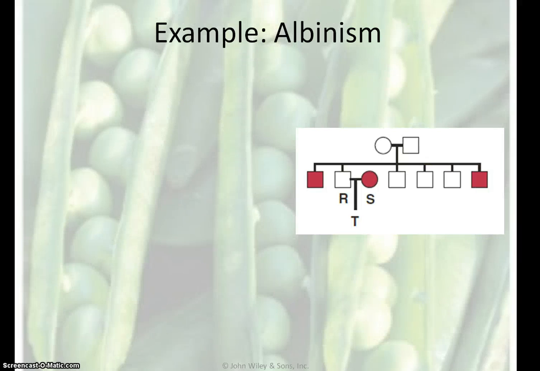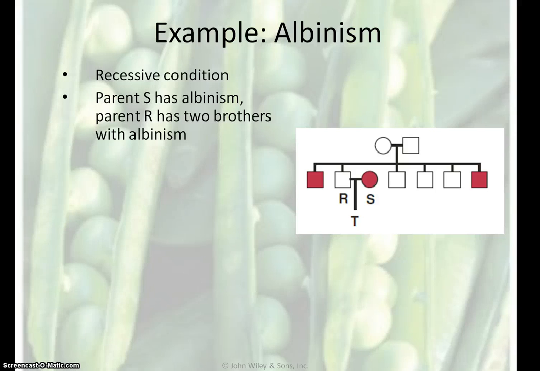This is an autosomal recessive condition. This is where there's absolutely no pigmentation of the hair, the skin, the eyes, anything like that. No pigment whatsoever. So let's take this particular pedigree. You have two parents here. You have parent R, the father, and the mother is parent S. Now the father has two brothers with albinism, but he himself is not an albino. And then the woman, parent S, she has albinism.